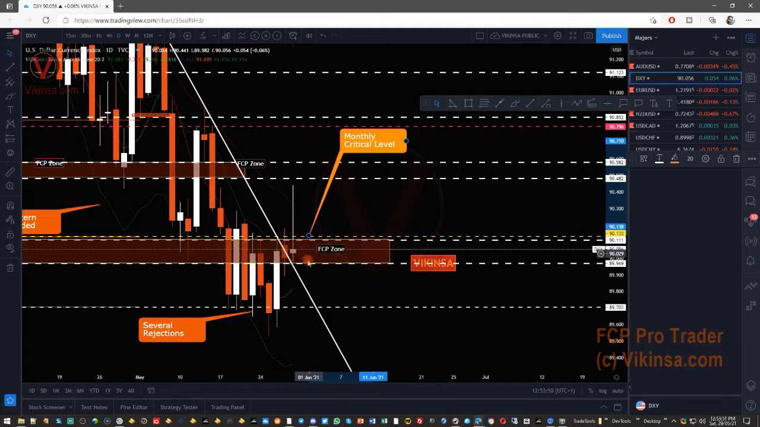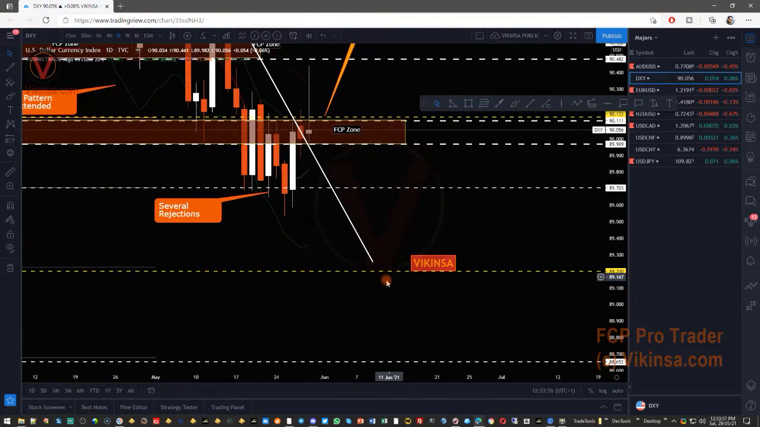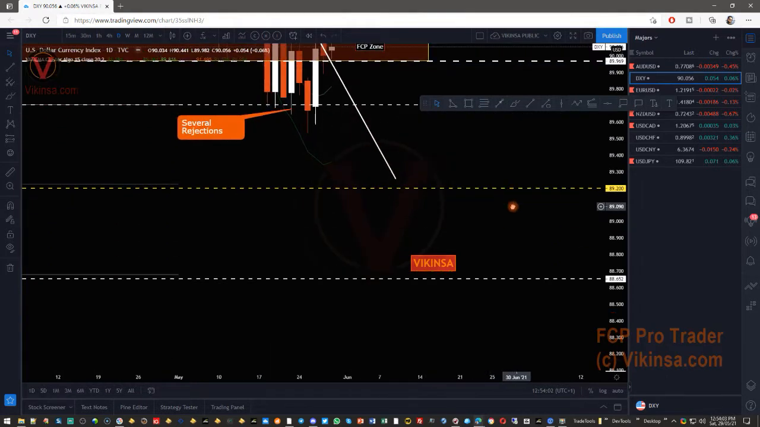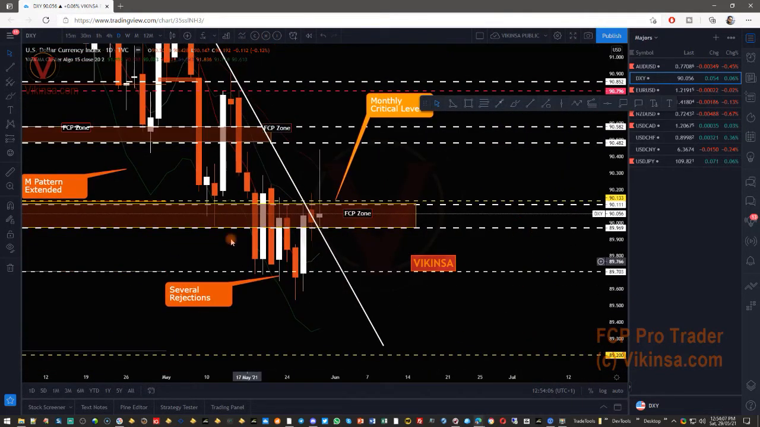If we see a strong rejection of this level, 90.133, then we are looking for downward movement coming into 89.20, this level here 89.703, and maybe further down into 88.652. So that's possible, but for now this is looking like a good consolidation which is happening right now.